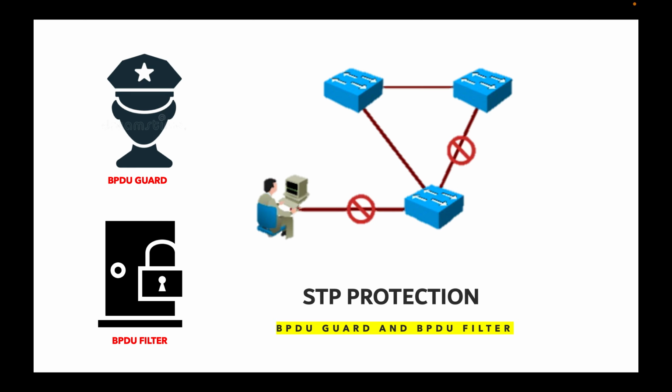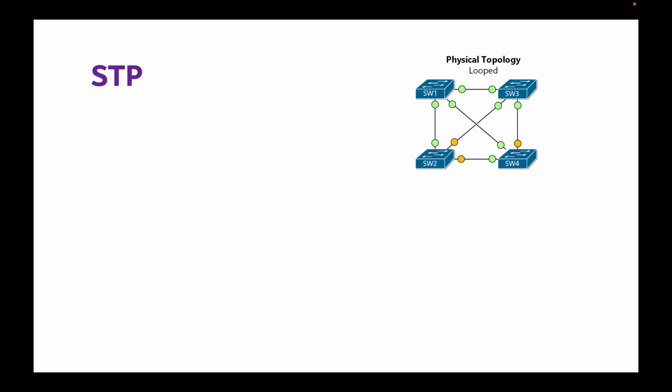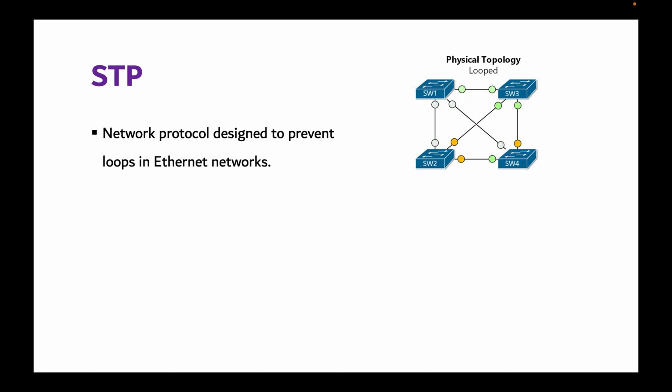Hello everyone. In this session of CCNA series, we'll discuss STP protection mechanisms, BPDU guard and BPDU filter. Before we go ahead and discuss those two features, let's have a quick overview of what STP is. STP, also known as Spanning Tree Protocol, is a network protocol designed to prevent loops in Ethernet networks.